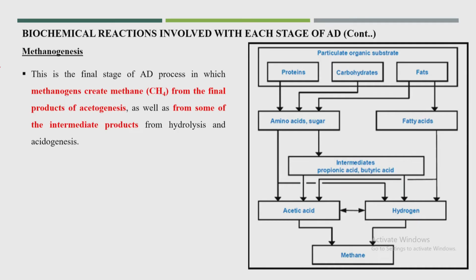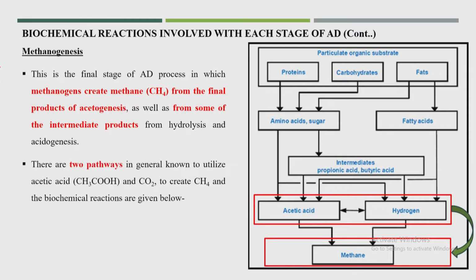Now, the next stage, our last stage, is methanogenesis. So, this is the final stage in the anaerobic digestion process, in which methanogens create methane from the final product of acetogenesis as well as from some of the intermediate products from hydrolysis and acidogenesis. So, finally, methane production.